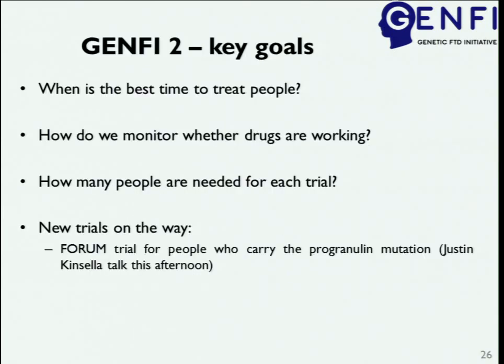So, that's GENFI, and John overran a bit, so I'm going to catch up and only have 5 minutes so that you actually get to your lunch on time.